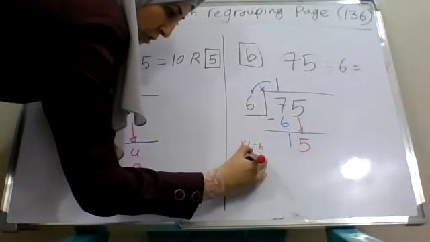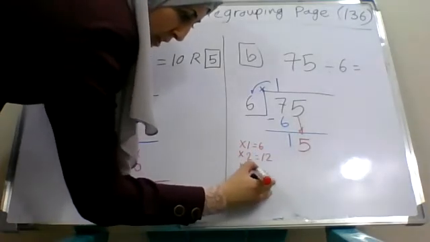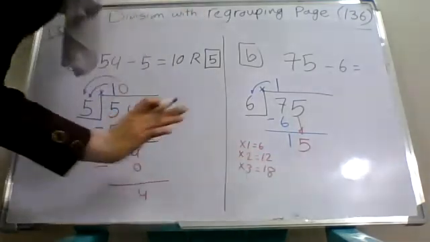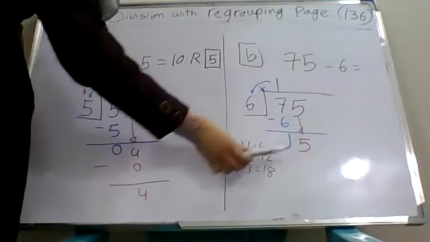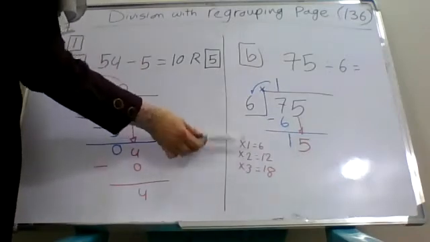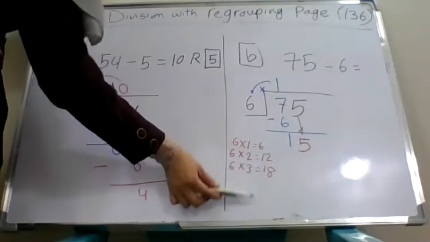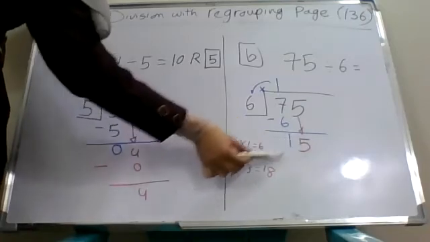6 times 2, 12. Excellent. 6 times 3, 18. Okay, stop. Can I choose 18? Do I have 15 inside this times table? I have 6 times 1, 6 times... Look, if you want to continue, no need, because it's bigger than that 15.